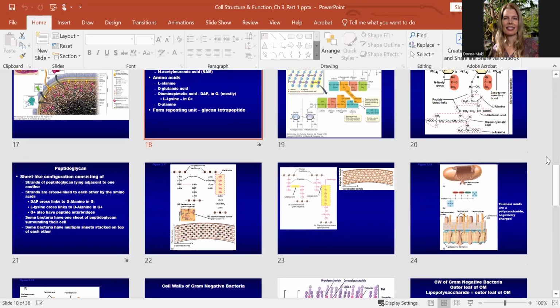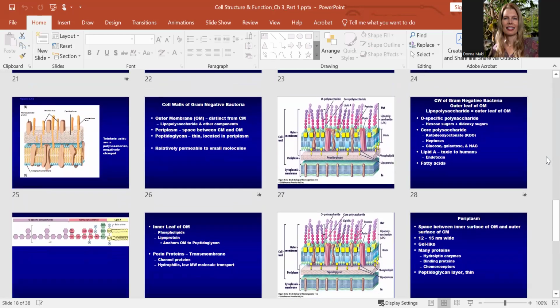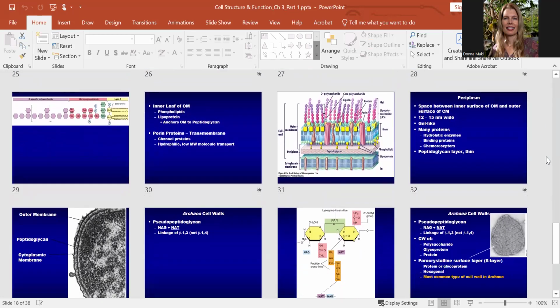Anything with this though, with peptidoglycan, gram positive versus gram negative? Do archaea have peptidoglycan? Nope. No, they do not. They do the NAG and NAT, so that's not true peptidoglycan.